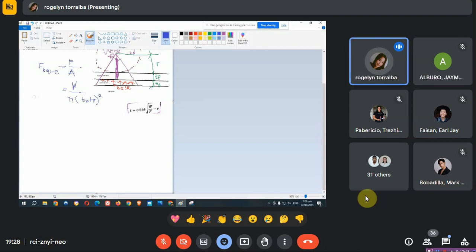What is our unknown here? What symbol is the unknown? Thickness of pavement, which is T sub P. If you rearrange, class, that will lead to this: square root of W over pi F base, and then the radius comes out, minus R.